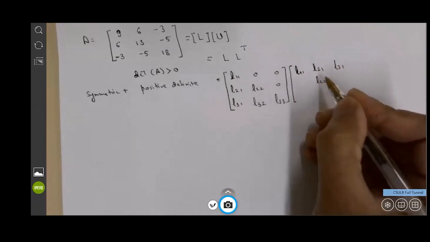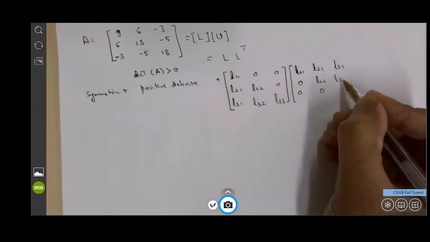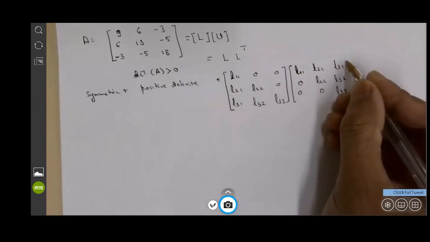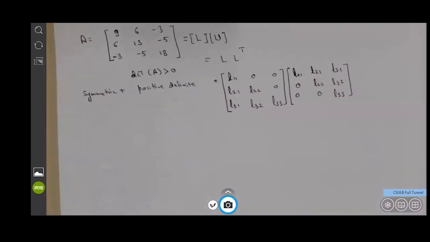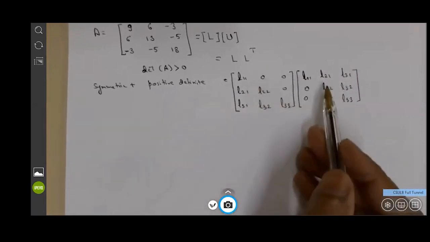L22 will remain the same. Zeros will come at the bottom. L32 and L33. Is everybody with me so far? Now let's actually find the elements of the matrices, how to find the elements.